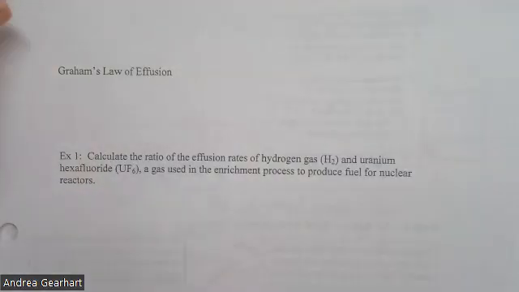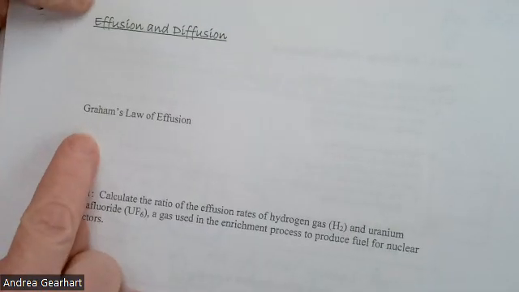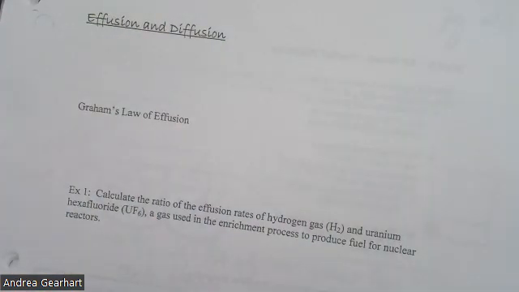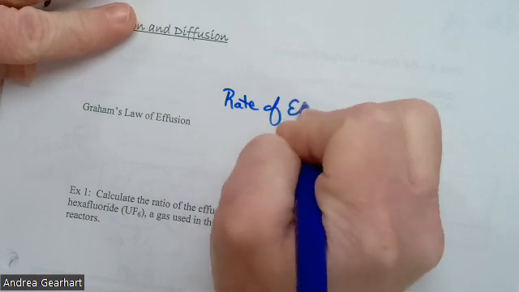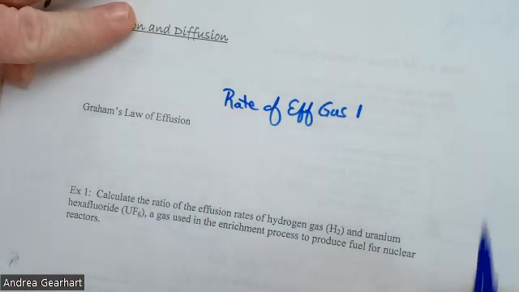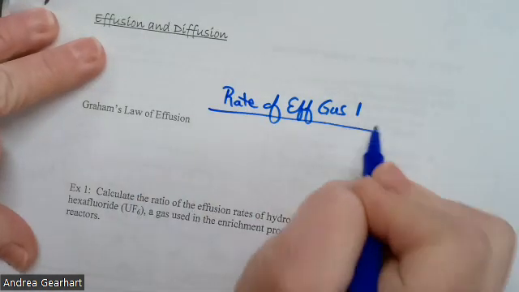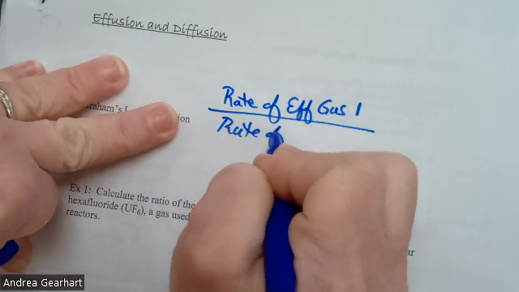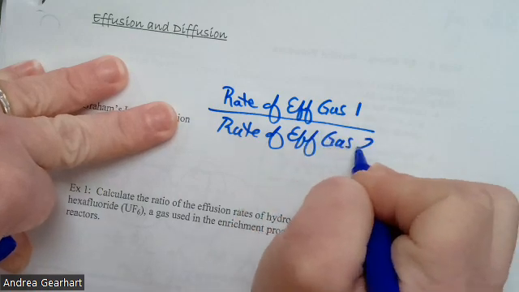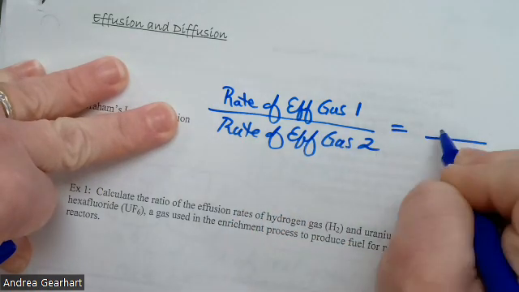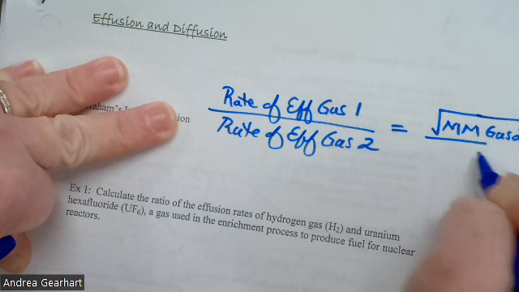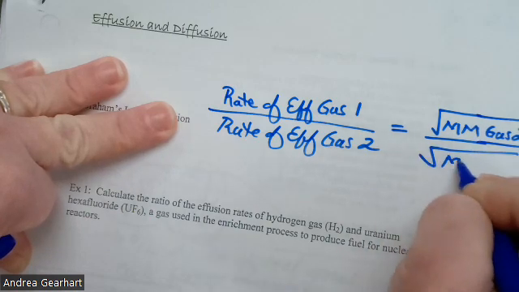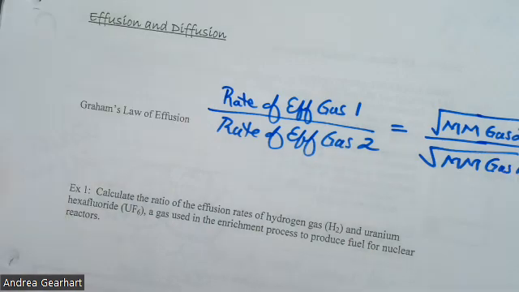Okay. Well, a chemist by the name of Graham discovered a relationship that we can apply called Graham's law of effusion. Don't have to remember that that's the actual name. It is the rate of effusion of gas 1, whatever that is determined to be, divided by the rate of effusion of gas 2 is equal to the square root of the molar mass of gas 2 divided by the square root of the molar mass of gas 1.